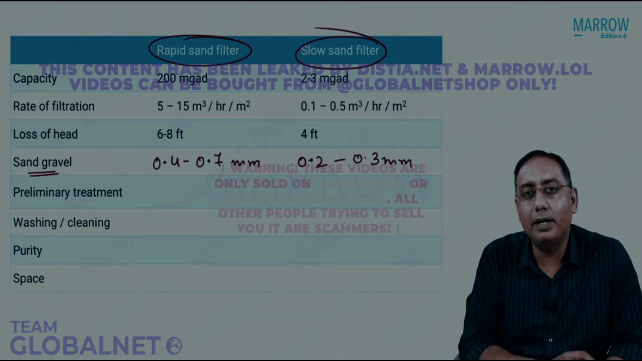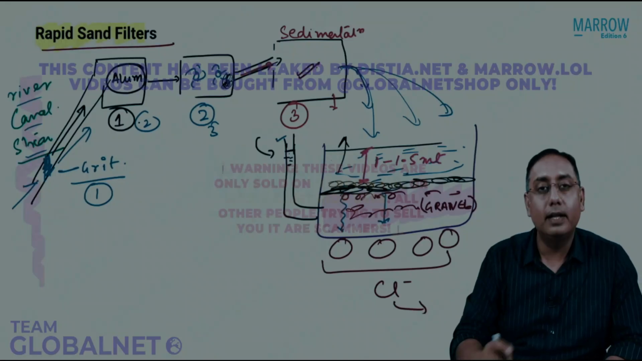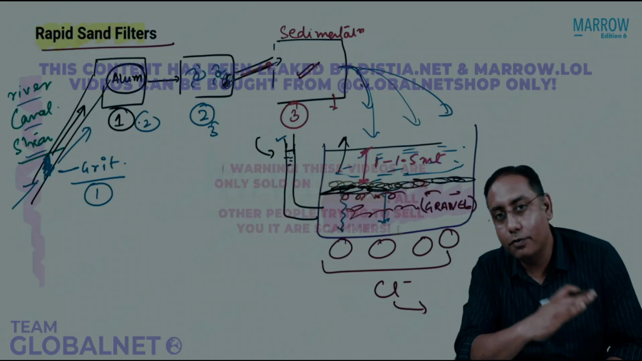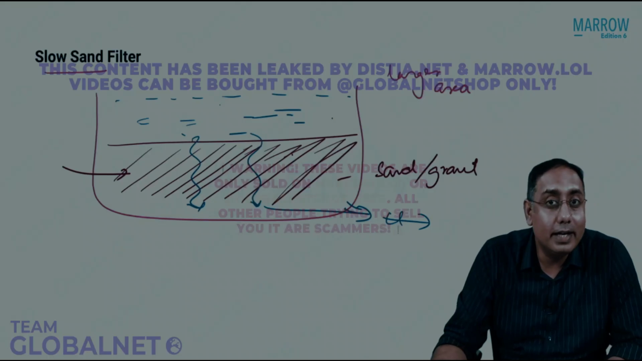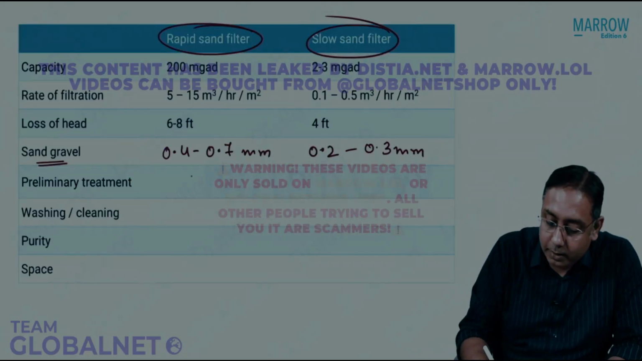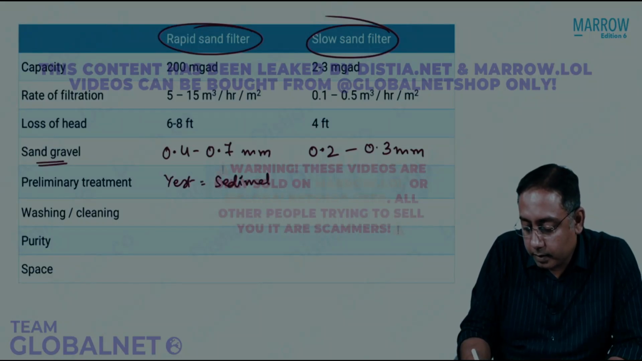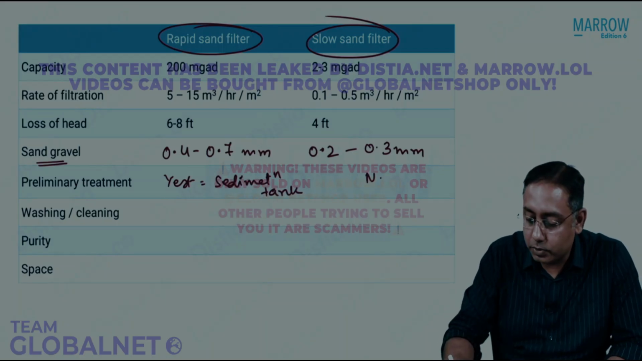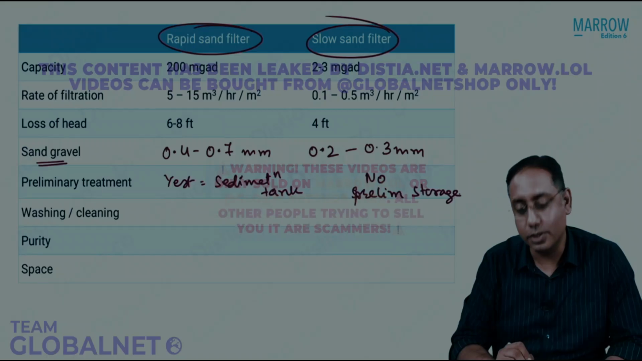Is there a preliminary treatment required in a rapid sand filter? Definitely yes. That's what I was saying, that the MCQ will ask you so many times, do you need sedimentation before the sand filter? Rapid sand filter, answer is yes. In a slow sand filter, is there any sedimentation? No. So in a rapid sand filter, preliminary treatment is yes, using a sedimentation tank. Is there a sedimentation tank in slow sand filter? Answer is no. No preliminary storage is there in a slow sand filter.